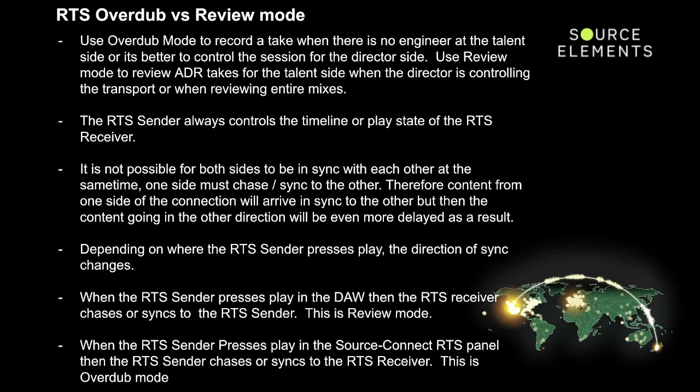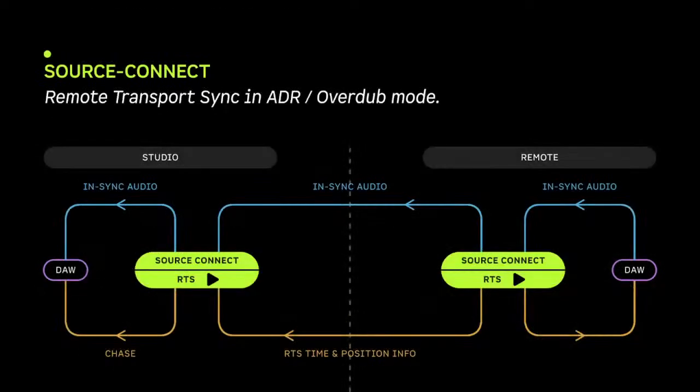When the RTS sender presses play in their DAW, then the RTS receiver chases the RTS sender, and that's what we call review mode. When the RTS sender presses play in Source Connect, then the RTS sender chases the RTS receiver, and that is overdub mode, and that's what we'll talk about here.